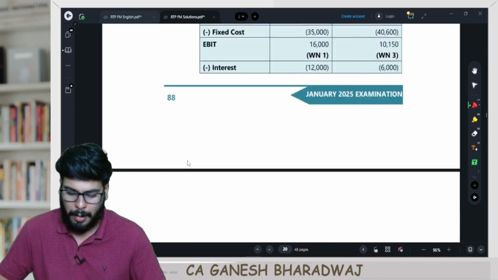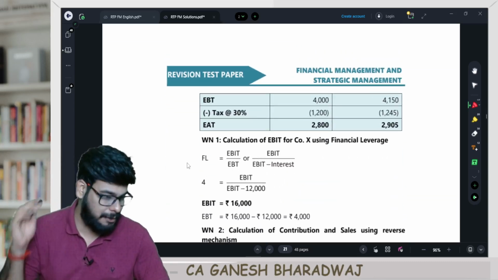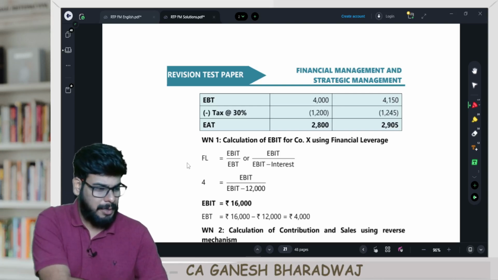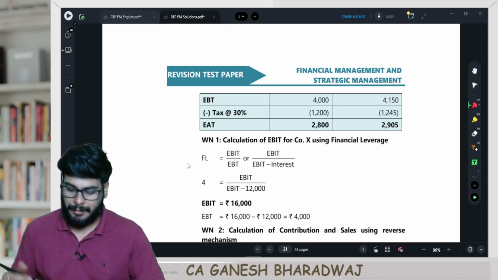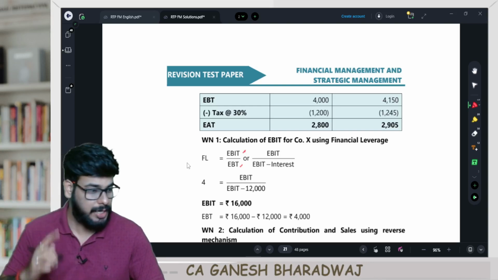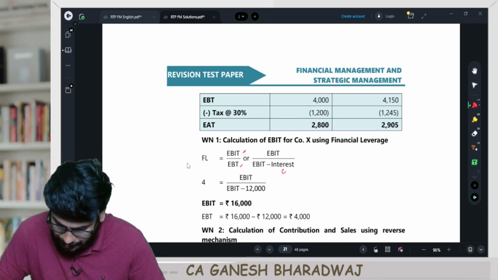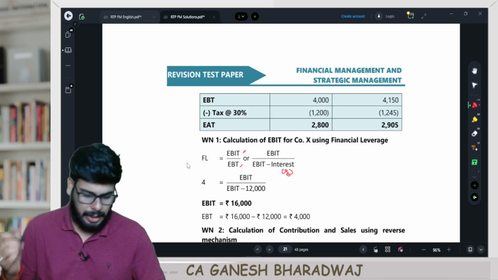So now, how do we go about with this? First, we need to prepare the income statement. Let's do it for company X first. Pretty much simple. They have given financial leverage, it's 4:1. Now financial leverage is EBIT upon EBT. EBT is nothing but EBIT minus interest. Interest figure is also given in the question as 12,000 rupees, right? So financial leverage is 4 times.